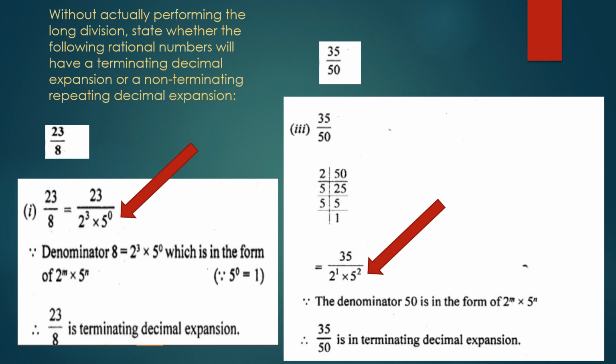Now the denominator 50 is of the form 2 power m into 5 power n. So this 35 upon 50 will definitely have a terminating decimal expansion. Here mind well, the denominator is only of the form 2 power m and 5 power n, no other number is introduced. Like if you are seeing the red arrow, I have specially marked that it is of the form 2 power m and 5 power n. If it had been multiplied by, for example, let us think 3, 2 into 5 into 3, then it would not have been a terminating decimal expansion. Only 2 and 5 are required.